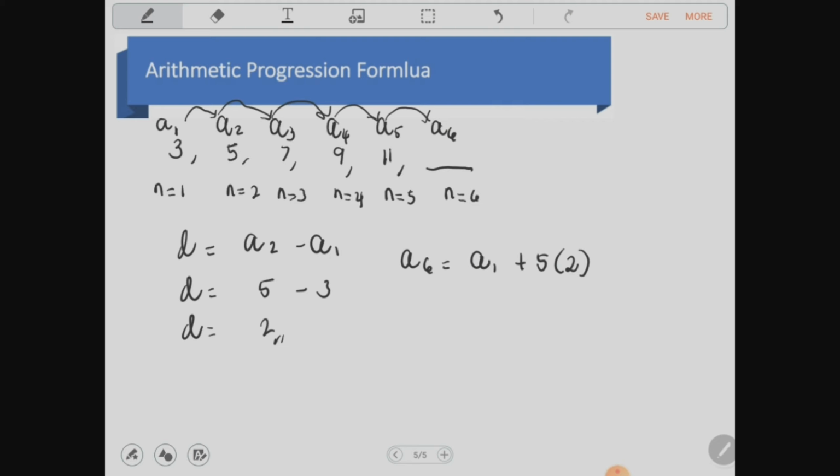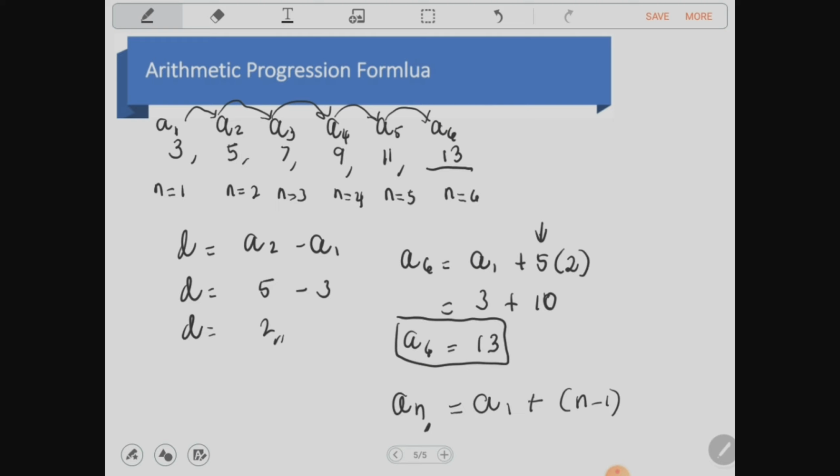Okay, so by using this equation, A sub 6 is equals to A sub 1 plus 5 times 2. Substituting A sub 1, which is 3, so we have A sub 6 is equals to 3 plus 5 times 2. So 5 times 2 is equals to 10 plus 3, you have 13. Therefore, our A sub 6 is equals to 13.